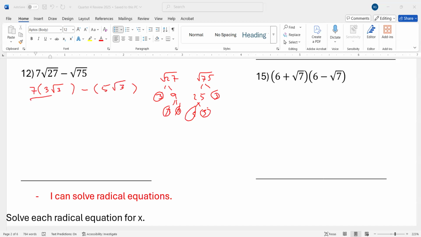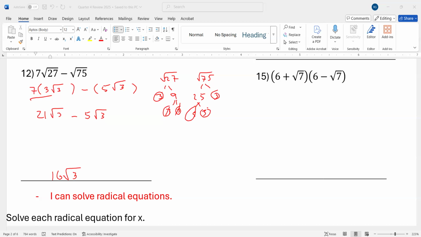Now the 7 and 3 can multiply to make 21 radical 3. Don't forget that, or you're going to have a negative answer here, which is okay, but in this case it's not, because 7 times 3 is 21, and 21 minus 5 is 16 radical 3. And I'm able to put those together because the numbers under the radical are the same.